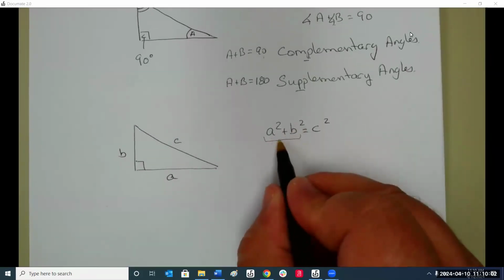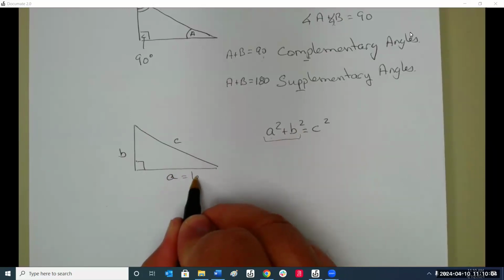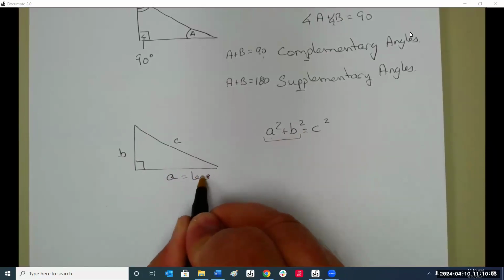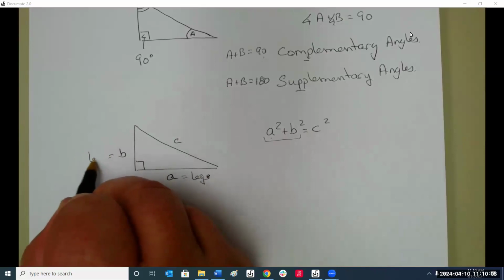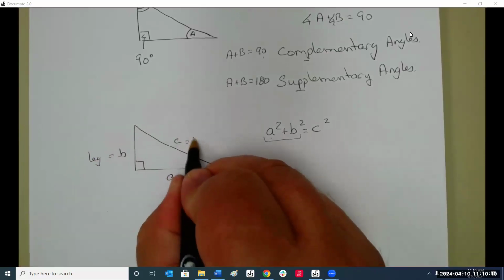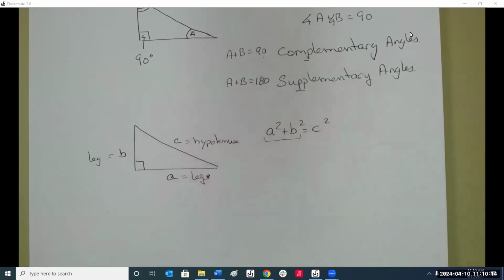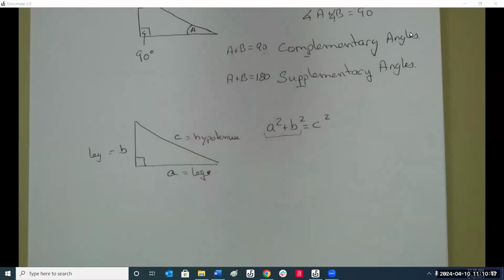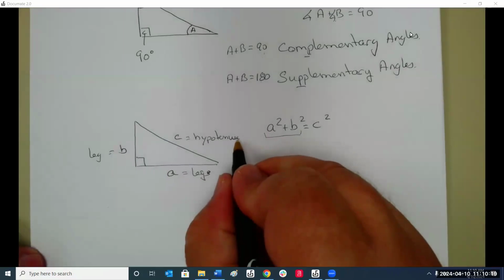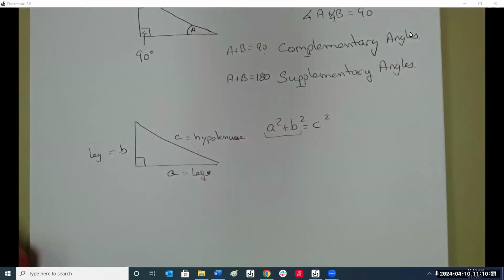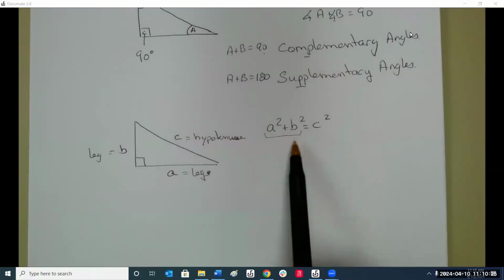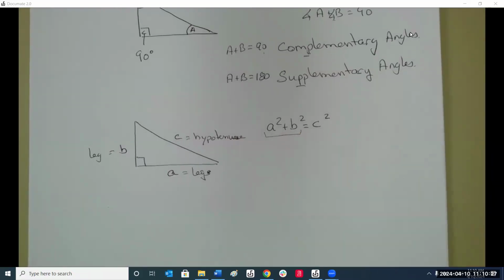These are called legs. This is leg A, and this is leg B. The C is called the hypotenuse. So the sum of the squares of the legs is equal to the square of the hypotenuse, and any algebraic manipulation thereof.